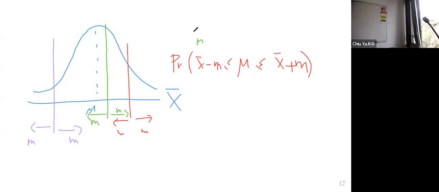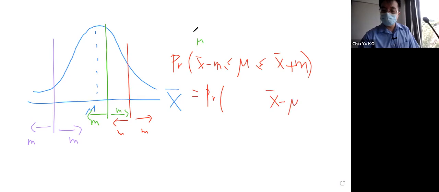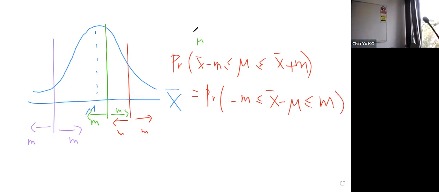So you can rewrite this in another form. We want mu to be within m distance of x bar. It actually means that the distance between mu and x bar is less than m. This is exactly the same meaning. So this is exactly the same as asking whether x bar minus mu is between negative m and m. Did I make myself clear on this one?